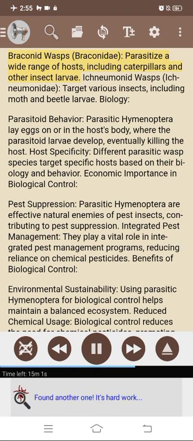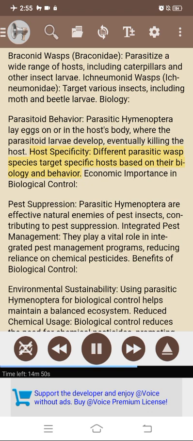Braconids parasitize a wide range of hosts, including caterpillars and other insect larvae. Ichneumonid wasp. Ichneumonids target various insects, including moth and beetle larvae. Biology. Parasitoid behavior. Parasitic hymenoptera lay eggs on the host body, where the parasitoid larvae develop, eventually killing the host. Host specificity. Different parasitic wasp species target specific hosts based on their biology and behavior.